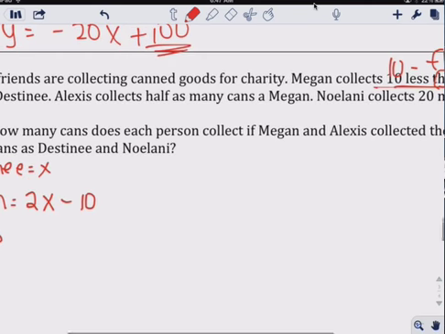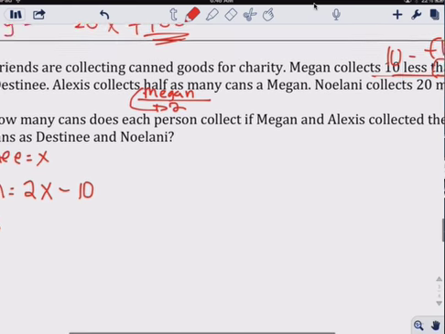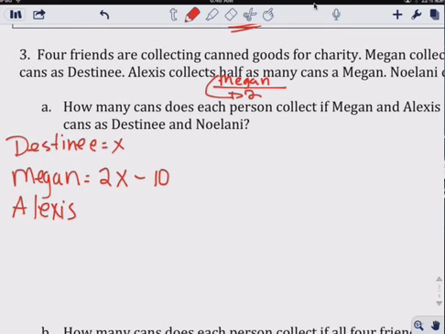Alexis collected half. Half means divide. So divide by Megan. Okay, by 2. Half is divided by 2. So whatever Megan is, divided by 2. So for Megan, we put 2x minus 10. That's her name. So we put this into her name, divide by 2. That's how we get Alexis.